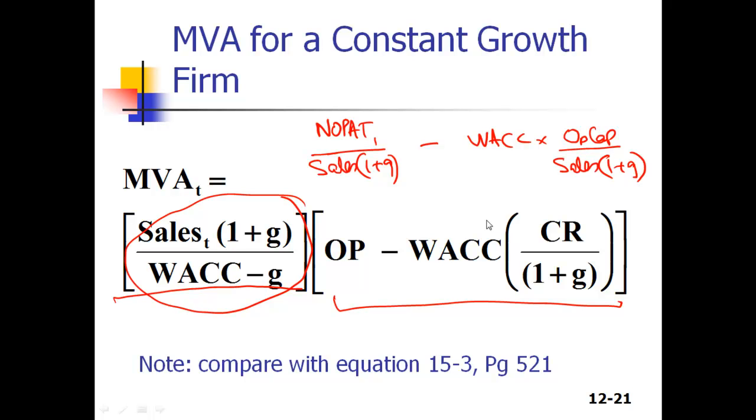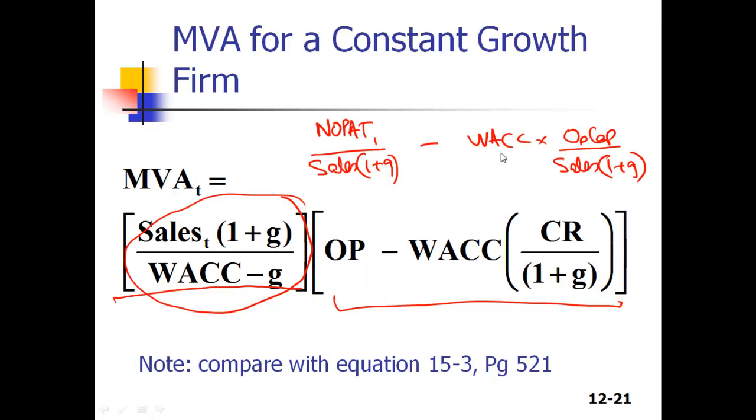Now look at what's happening. So this is the overall right side of the expression that we are working with. Notice the denominator on both sides is sales into 1 plus G. No PAT represents your net operating profits after tax. So that's your profits. WACC into operating capital. Operating capital represents all your operating assets that you have.